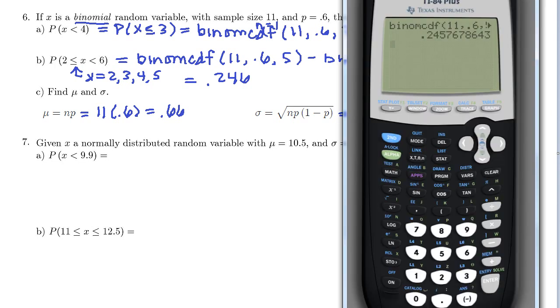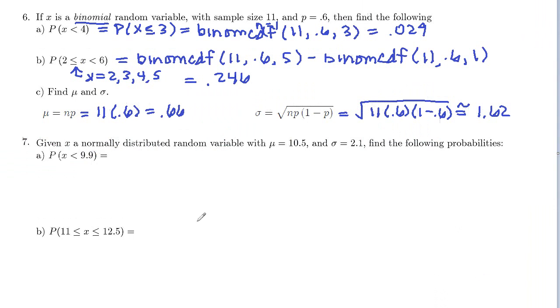Let's double check that real quick. So let's clear out. We want second square root, 11 times 0.6, and then parentheses 1 minus 0.6, close our parentheses, enter. Yep, 1.6248. So that's binomial probability. Now, if I state this problem as a word problem, remember binomial means two outcomes. So anything where you've got two outcomes, success and failure, and your random variable can't take on anything in between, you're going to use binomial.